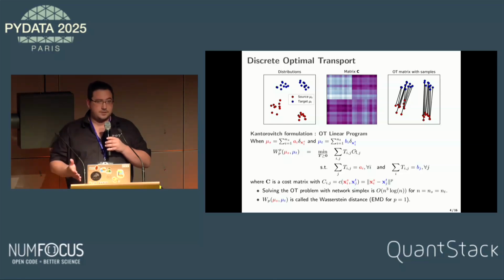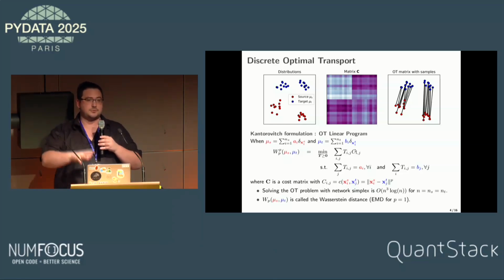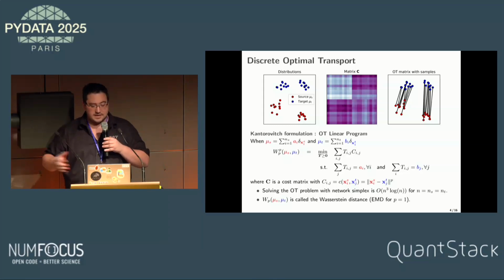If the cost is 0, it means that you don't have to move. It's the same distribution. If the cost is greater than 0, it means that they are different, and then you do need to move. And the farther you are, the more you're going to move. This is called the Wasserstein distance. It's the distance associated to optimal transport.